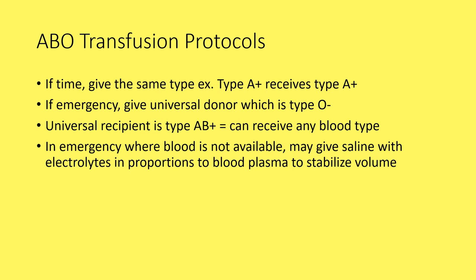In terms of giving blood transfusions, if there is time to do blood typing, you try to give the same type. So if somebody's A positive, you give them A positive. If they're B negative, you give them B negative. If it's an emergency and you don't have time to do the blood typing, then you give the universal type, which is type O, specifically O negative.